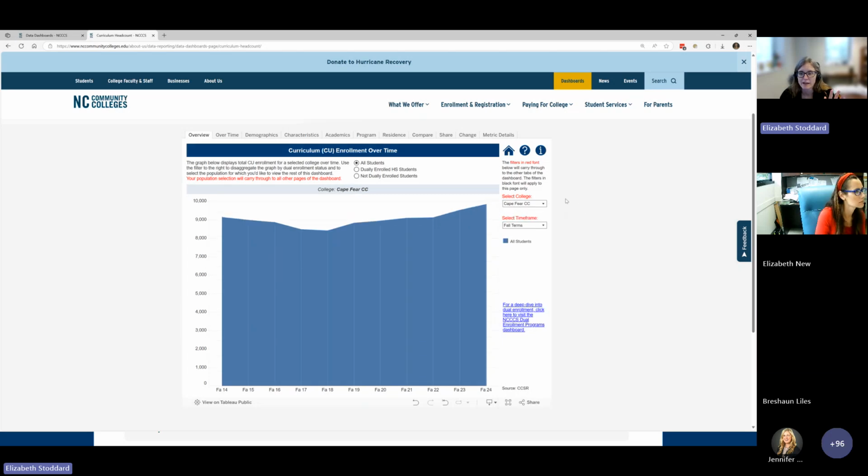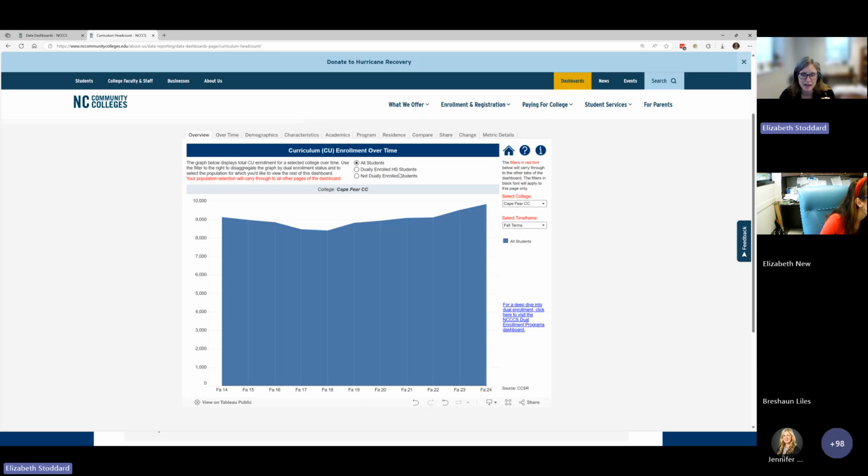One tip as you're going through the dashboards is that when you're looking at these filters, any filter that's in a red font here, like we're seeing for select college, select time frame, will carry through to the rest of the pages of the dashboard. So I just selected Cape Fear here. And then you'll see as I go through to these other pages, we'll still be looking at Cape Fear on every page that has a college filter on it.